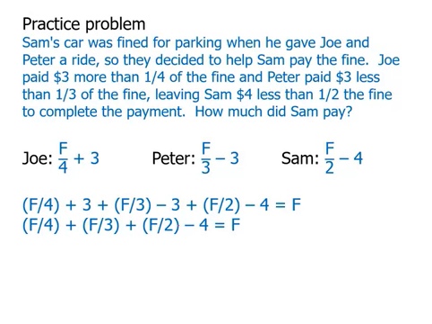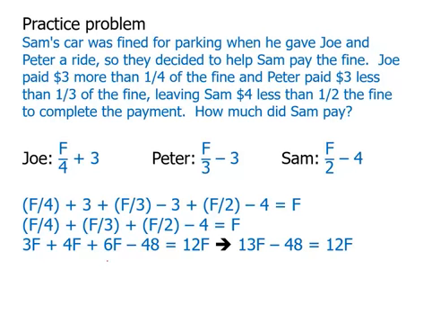Well, 12 times f over 4 would give us 3f. 12 times f over 3 would give us 4f. 12 times f over 2 would give us 6f. And of course, 4 times 12 is 48. And then the f on the other side becomes 12f. I just add these. 3 plus 4 plus 6 equals 13. Add 48 to both sides. Subtract 12f from both sides. 13f minus 12f is just f. So f equals 48. So now we found the value of f.